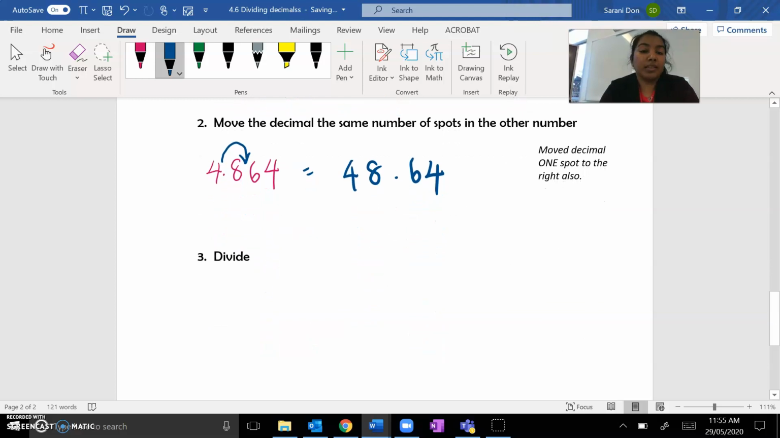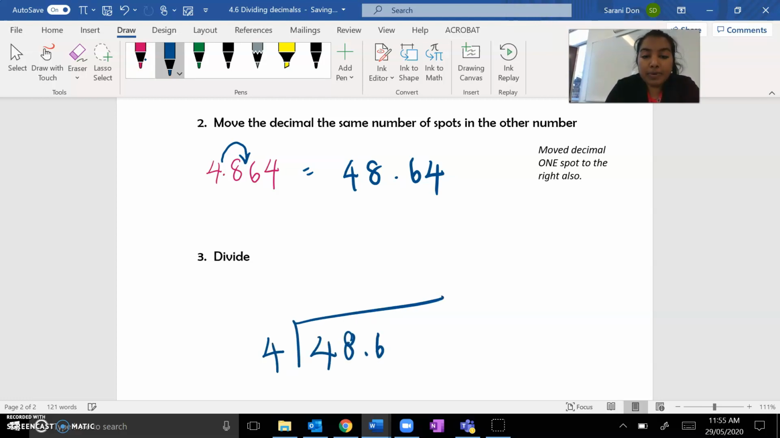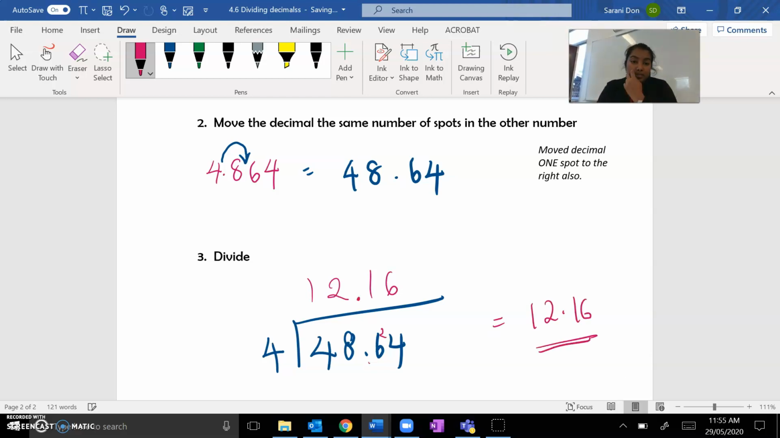Now you just divide, like what we did in the first couple of questions, normally. So 4 divided into 48.64. 4 into 4 is 1, 4 into 8 is 2. Remember the decimal remains the same. 4 into 6 is 1, remainder 2, 4 into 24 is 6. So the answer is 12.16.